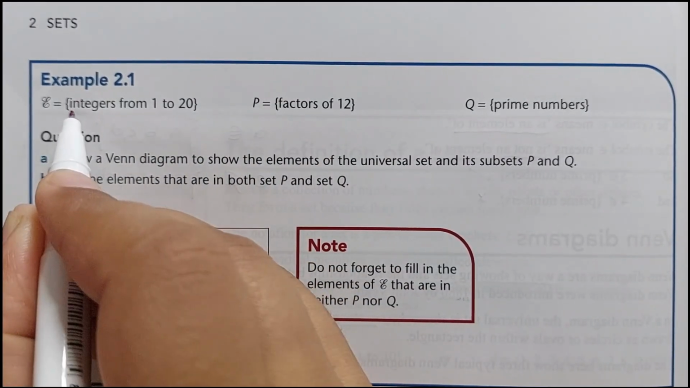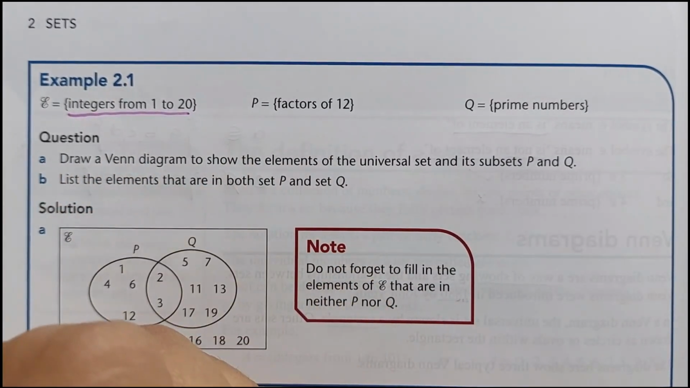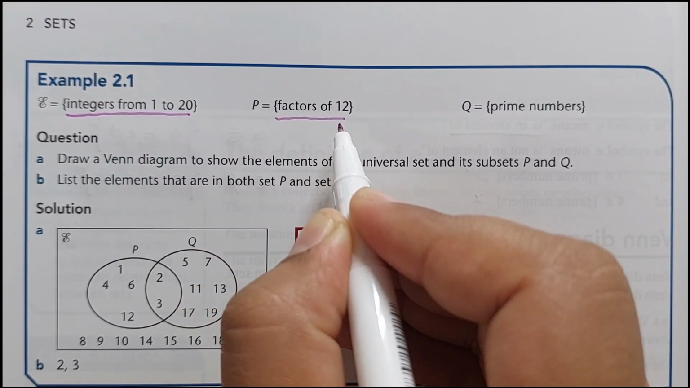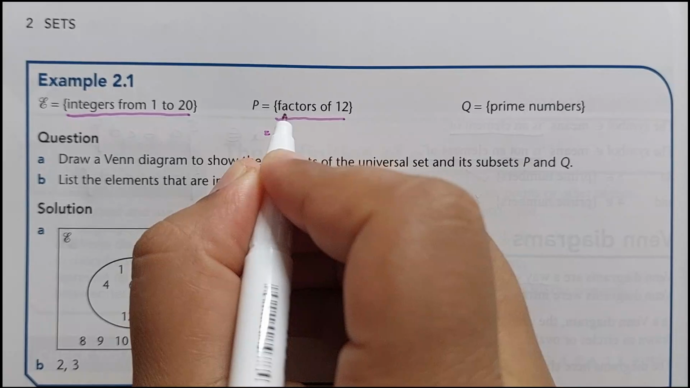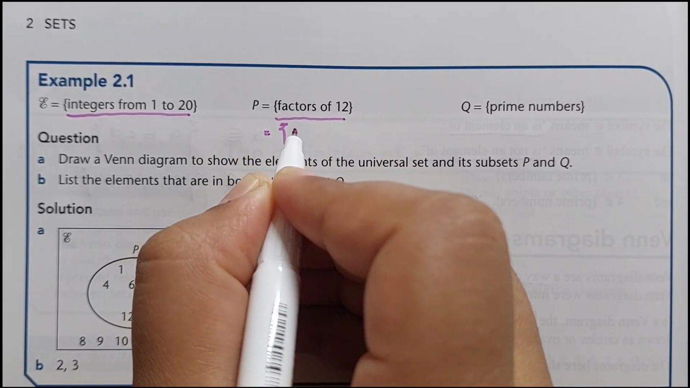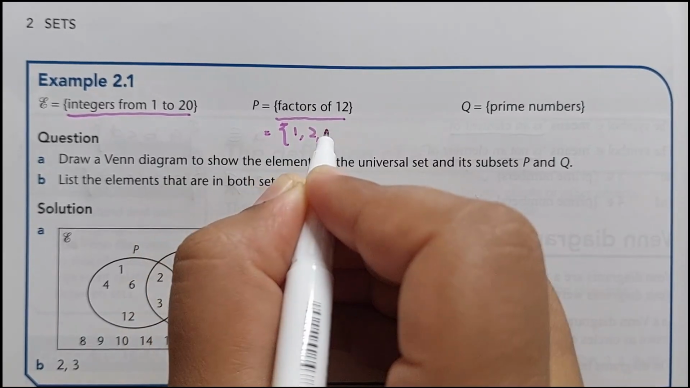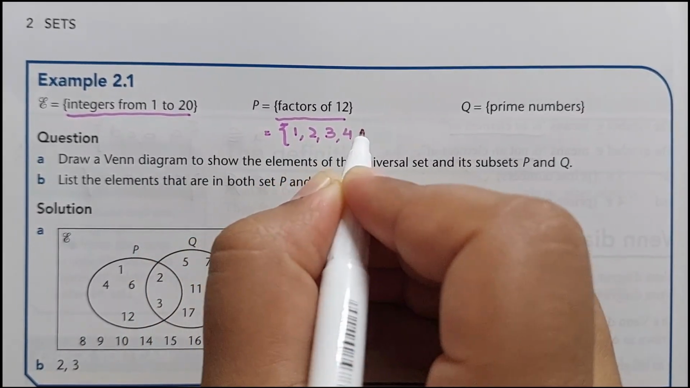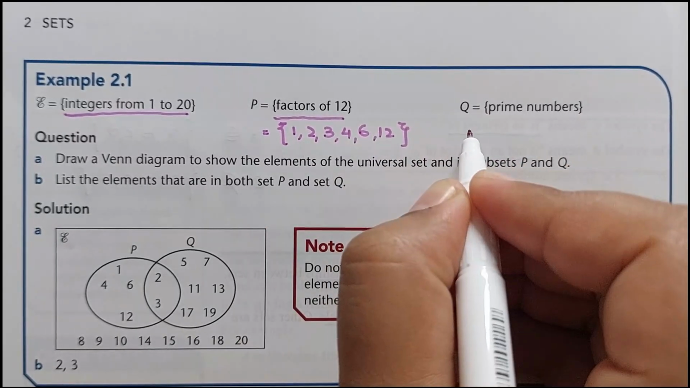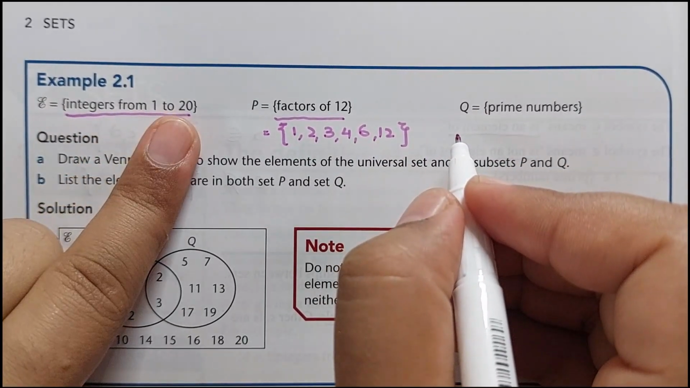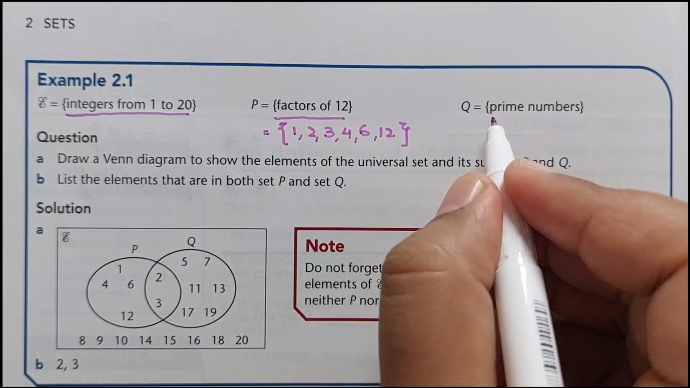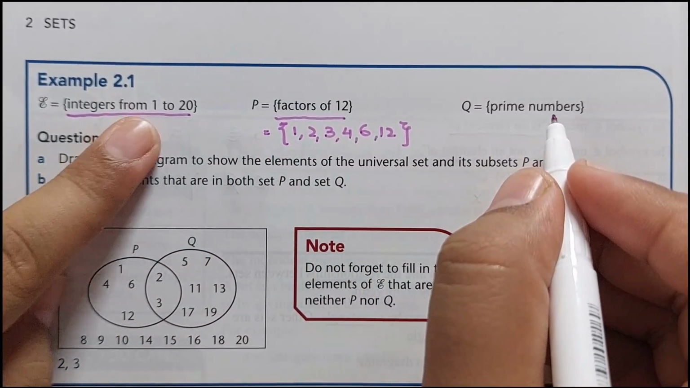Let's say the universal set is the integers from 1 to 20. Set P is the factors of 12. So what are the factors of 12? This is given in terms of a rule, so we have to list the elements. The factors of 12 are 1, 2, 3, 4, 6, and 12 itself. Now the set Q is the prime numbers between 1 and 20, and we have to list those prime numbers.